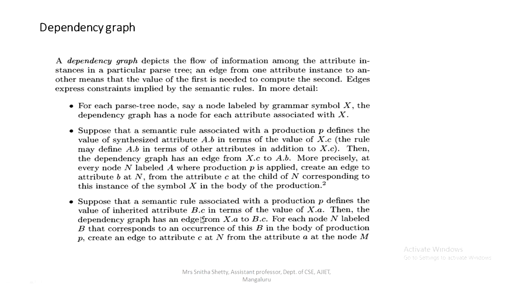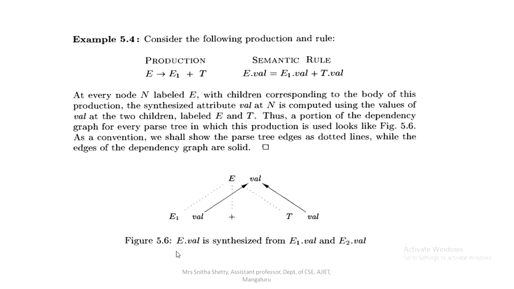Suppose that a semantic rule associated with the production P defines the value of the inherited attribute B.C in terms of the value of X.A, then the dependency graph has an edge from X.A to B.C. So for each node N labeled B that corresponds to an occurrence of this B in the body of the production, it creates an edge to attribute C at N from the attribute A at node M. When I read this you may feel it is complicated, but let me show the diagram, so it is easier.